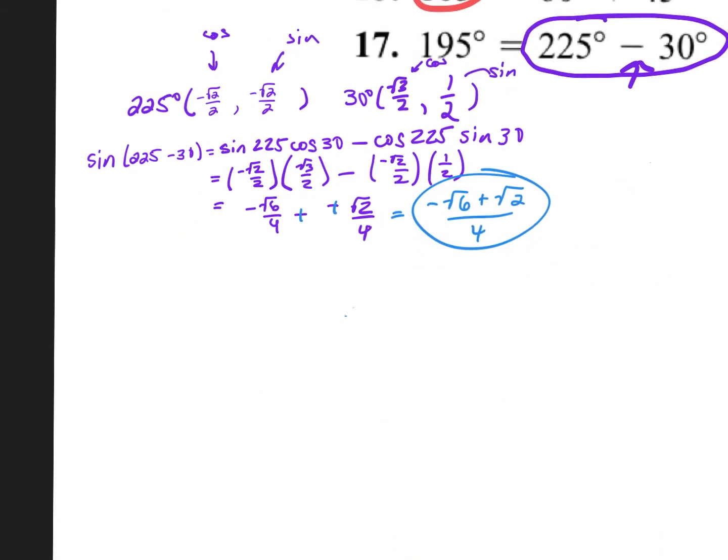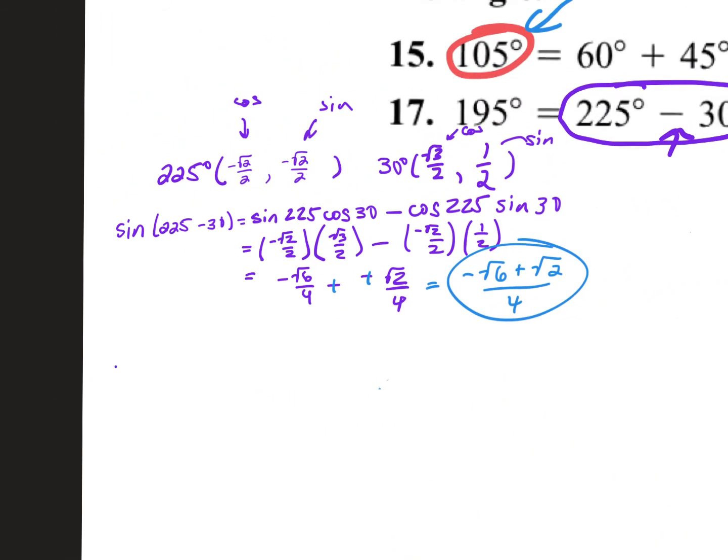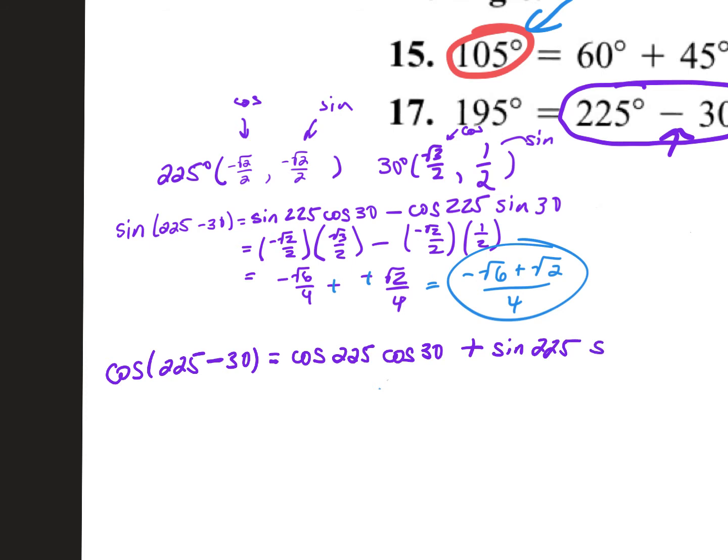Okay, so now we're going to do the exact same thing, but now we're going to find the cosine. So cosine of 225 minus 30. Now if you look at the cosine formula, it goes cosine, cosine, sine, sine, but there's a plus in the middle. When you're subtracting the angles from the beginning, on the cosine formula, the plus goes in the middle. So it's cosine 225 times the cosine of 30 plus sine of 225 times the sine of 30.